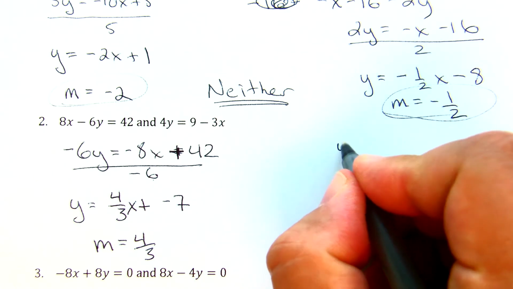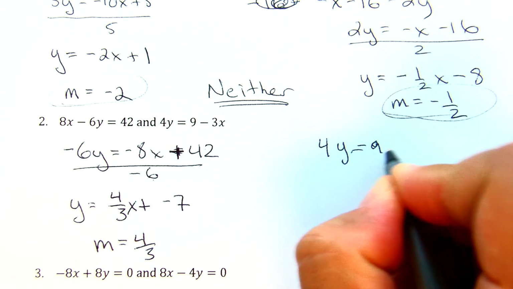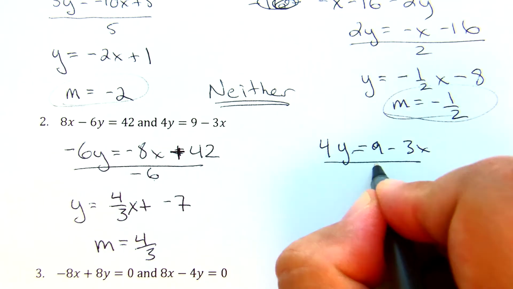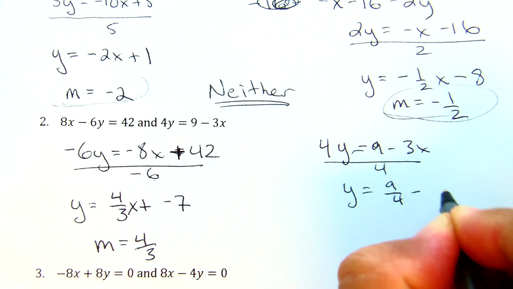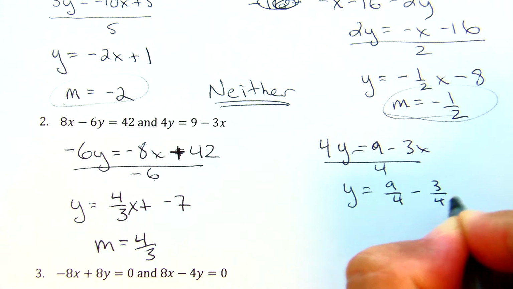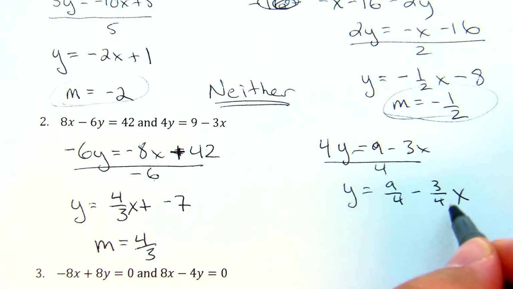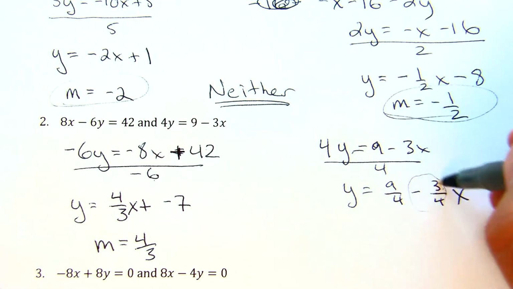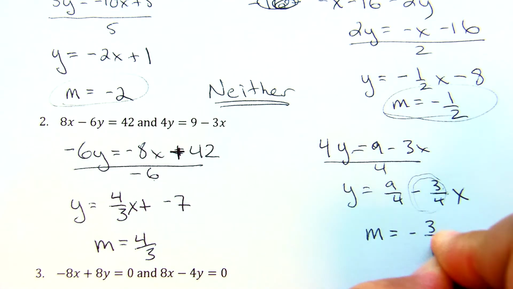Alright, so 4y equals 9 minus 3x. Divide everything by 4. y equals 9/4 minus 3/4 x. Here, I usually put the x term first. It's not first here, so I just leave it, because all I care about is the coefficient of x. That's going to be my m, my slope. So slope m is negative 3/4.